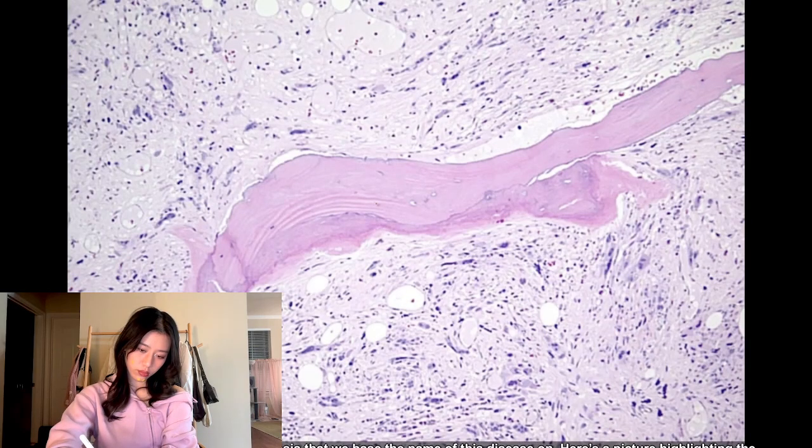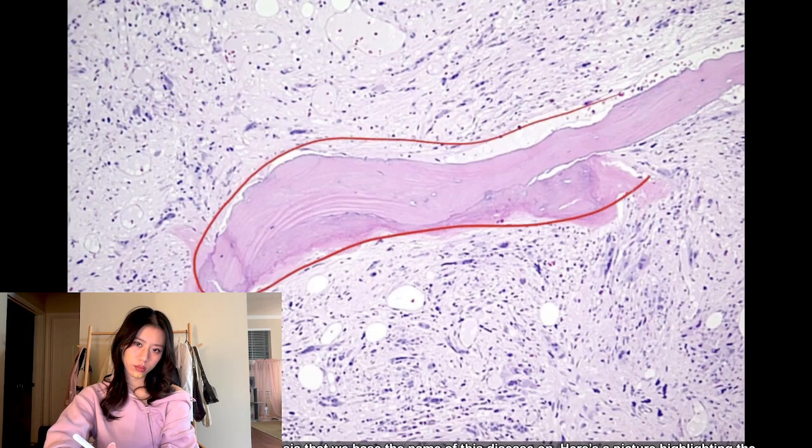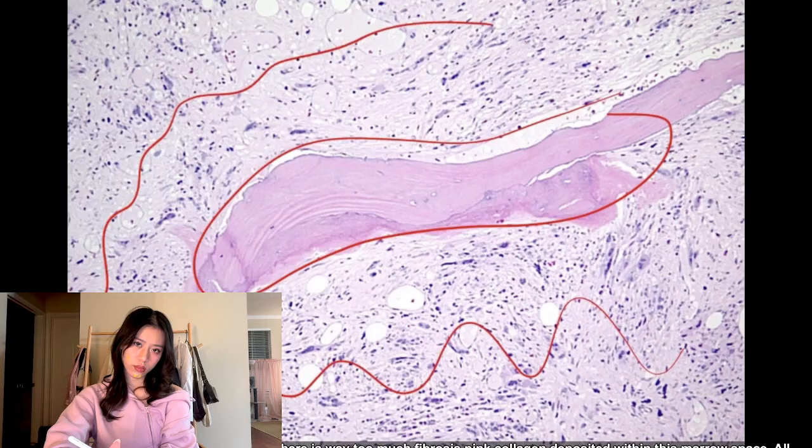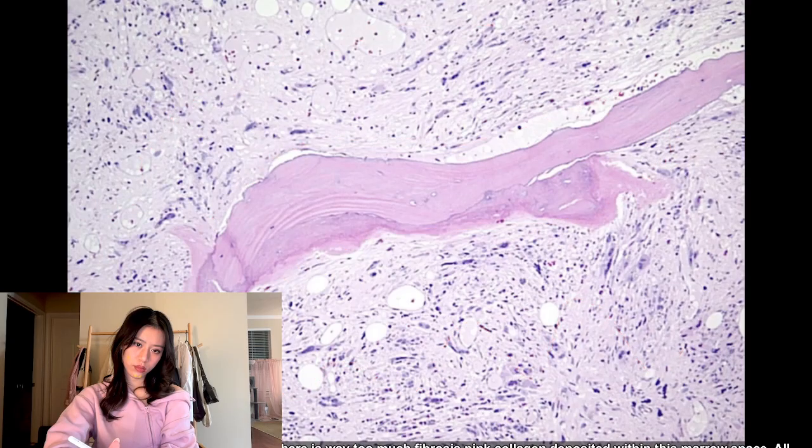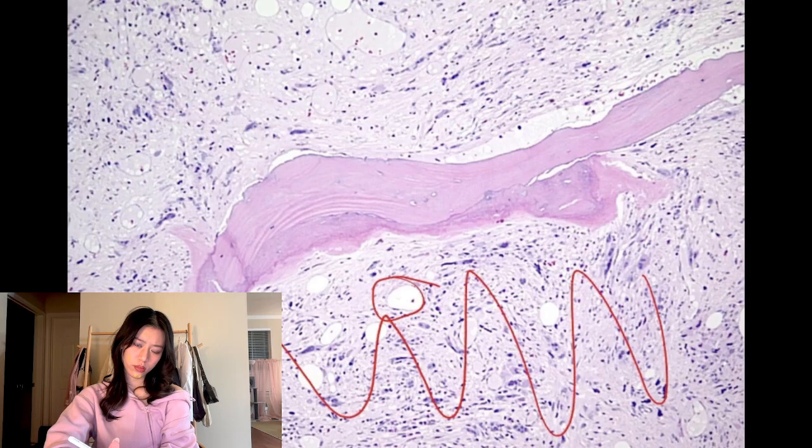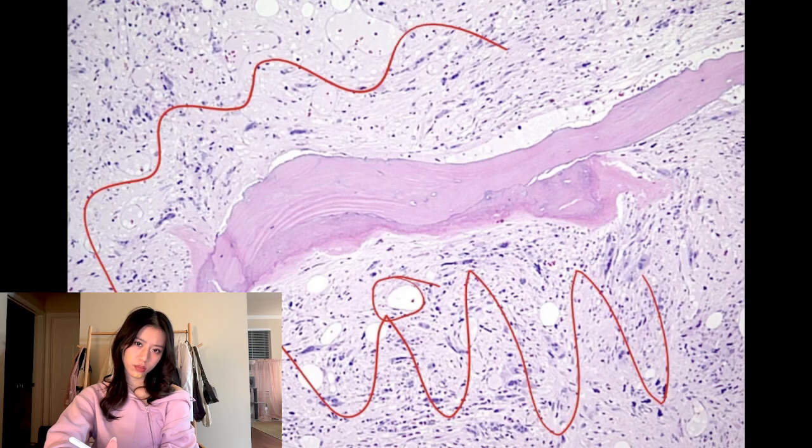Here's a picture highlighting the myelofibrosis. This is a spicule of bone, and we can clearly see that there's way too much fibrosis, pink collagen, deposited within this marrow space. All we should really expect to see in the marrow space is fat and bone marrow elements. However, here we're seeing a ton of fibrosis, and so this is the classic finding in myelofibrosis on biopsy.